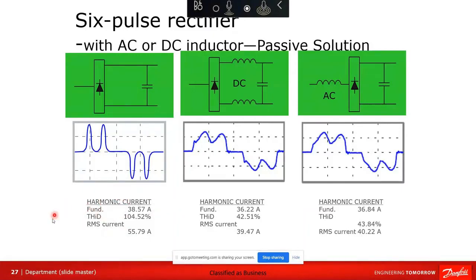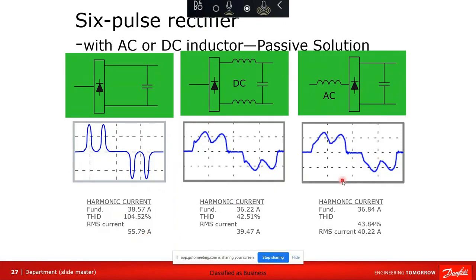So the harmonic current in a 6-pulse drive with no chokes: your fundamental current at your 60 hertz is 38.5 amps, roughly 40 amps. But because of the harmonics associated with this curve, it looks like I'm using 55 amps. So 40 amps is actually being used to generate torque in the motor, but the transformer is seeing 55 amps. Guess what the power utility is billing on? They're happy to charge that, right?